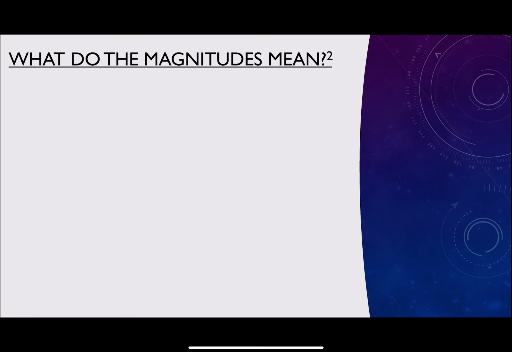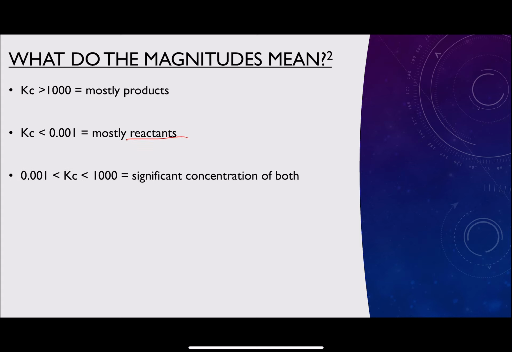Now, what do the magnitudes or values of each of these variables mean? If the equilibrium constant is greater than 1000, then mostly product species will be present at equilibrium. If it is smaller than 0.001, then mostly reactant species will be present. If Kc is between those two benchmarks, then a significant concentration of both species will be present at equilibrium.